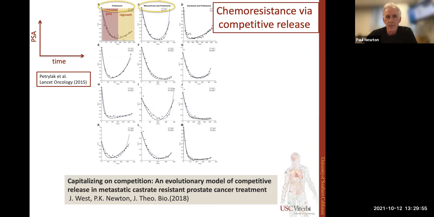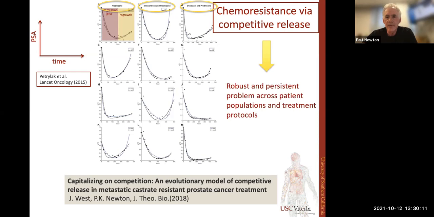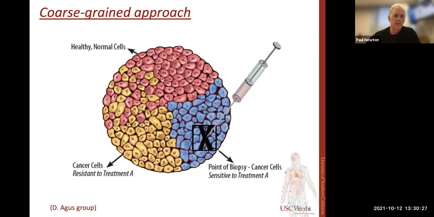And I want to point out here that these are three different kinds of chemotherapies, prednisone, actually, I'm not really going to be able to pronounce those too well, but different kinds of chemotherapies for prostate cancer. But the thing is that the response is very robust and persistent across patient populations and treatment protocols. So it's what I would characterize as chemo resistance via competitive release. So what is that? So let me describe it this way.